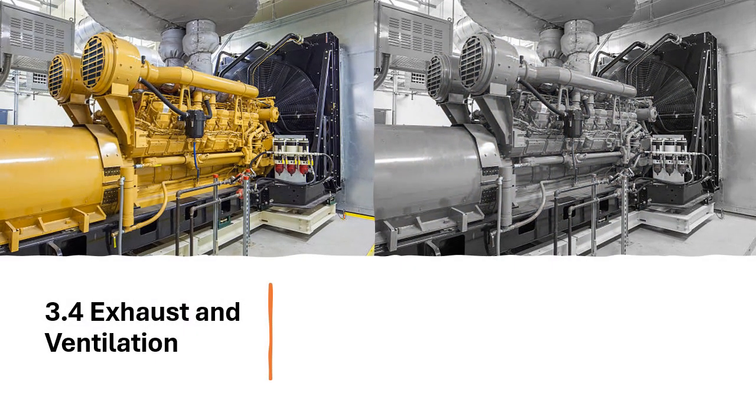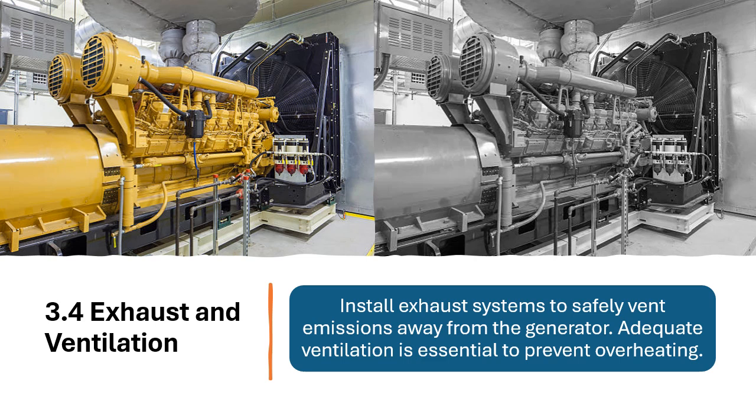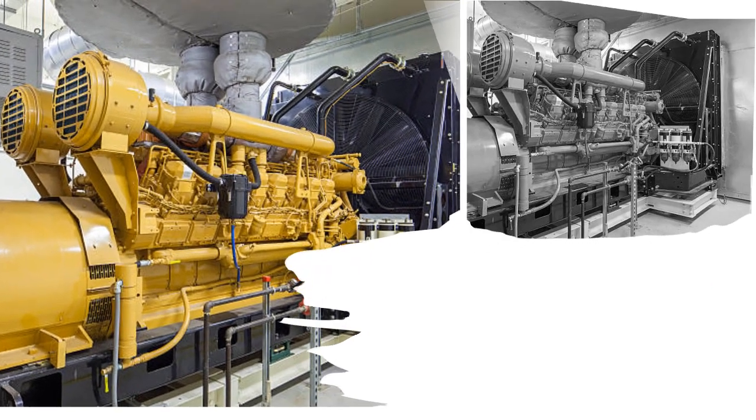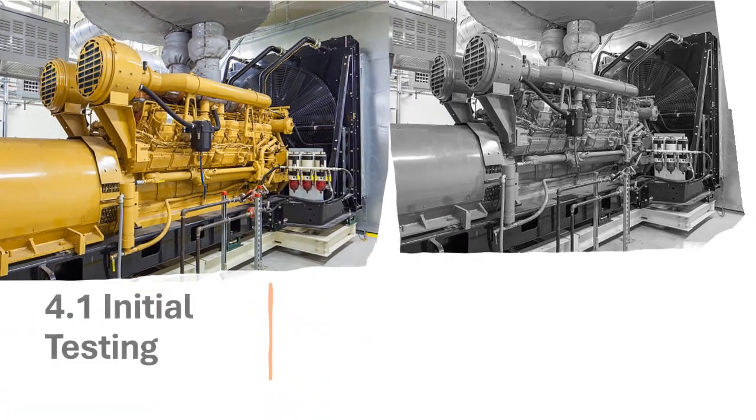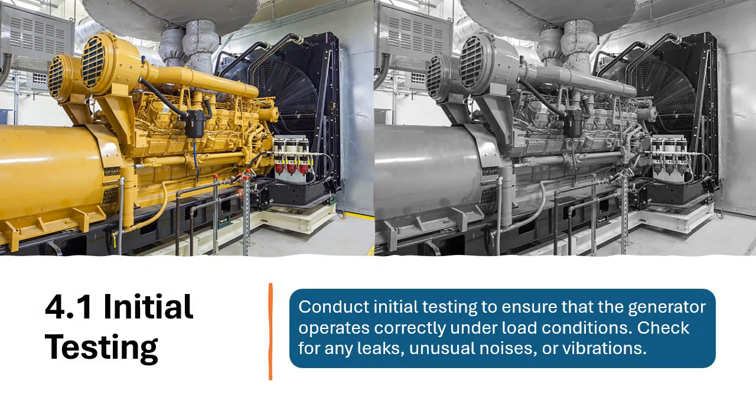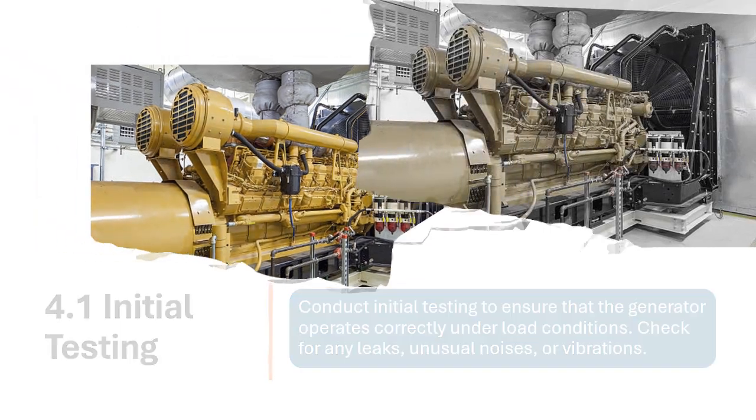3.4 Exhaust and ventilation. Install exhaust systems to safely vent emissions away from the generator. Adequate ventilation is essential to prevent overheating. 4. Testing and commissioning. 4.1 Initial testing. Conduct initial testing to ensure that the generator operates correctly under load conditions. Check for any leaks, unusual noises, or vibrations.